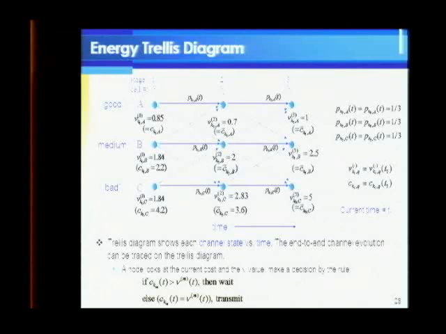But if the delay deadline is very, very far away, and if you're in a medium state, then you shouldn't be sending your data at this point. You can afford to wait. But if the deadline is approaching, then a medium state starts looking good, and you start sending your data.